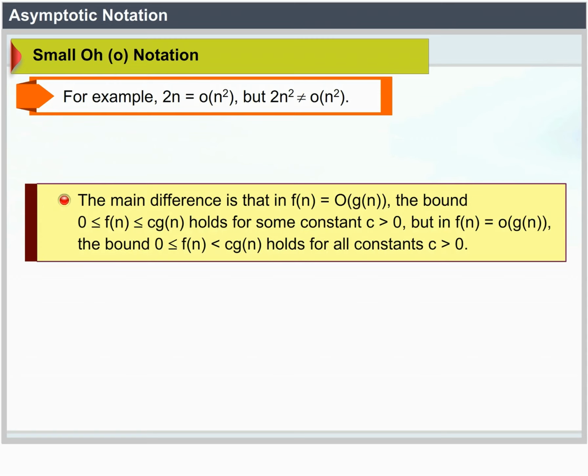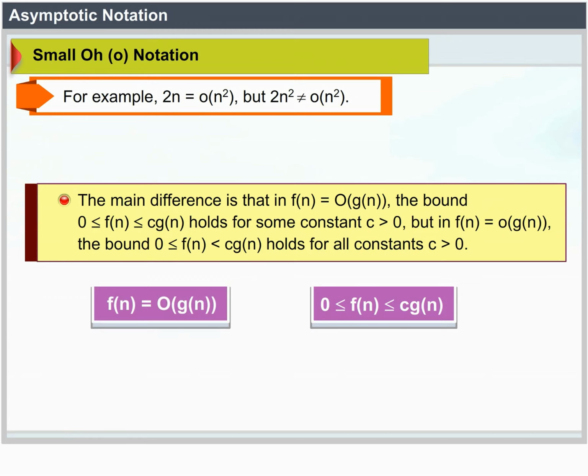The main difference is that in f(n) = O(g(n)), the bound 0 ≤ f(n) ≤ cg(n) holds for some constant c > 0. But in f(n) = o(g(n)), the bound 0 ≤ f(n) < cg(n) holds for all constants c > 0.